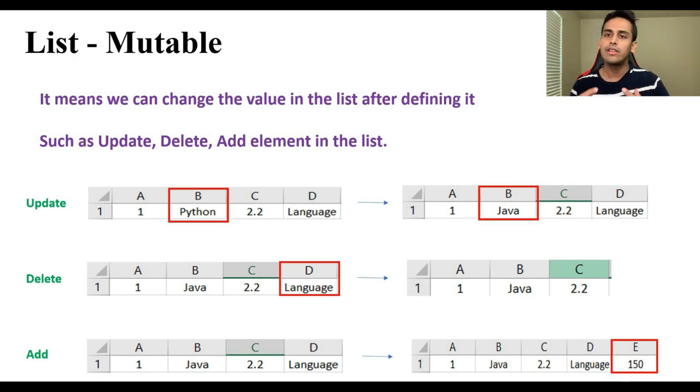So the list will give you all the functionality. You can update the values in the list, you can delete the values in the list. At the same time, you can add or append the values at the end in the list as well. So let's go into the Jupyter notebook and see how it works there.